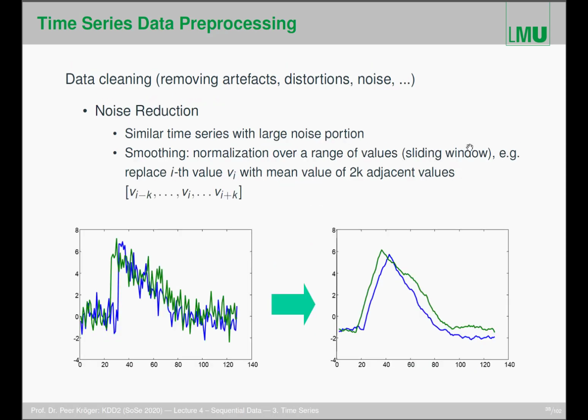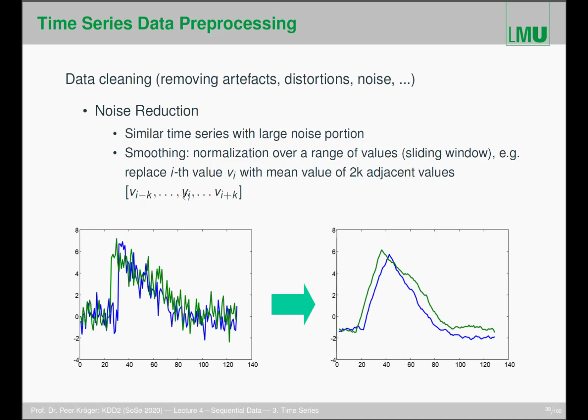And last but not least, noise reduction. You very often have a lot of noise where the time series goes up and down and up and down, on a very small time scale, but also a very small value scale. So if you have similar time series but with a large portion of noise, then noise reduction, also called smoothing, can be done by averaging over a range of values using a sliding window. For example, replace the ith value with the mean value of the 2k adjacent values.